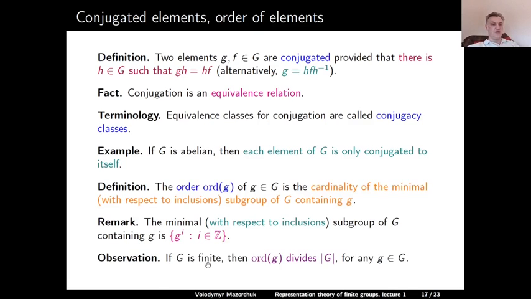Observation: if G is finite, then the order of g divides the cardinality of G, because the order of g is the cardinality of a subgroup. And the cardinality of any subgroup divides the order of G.